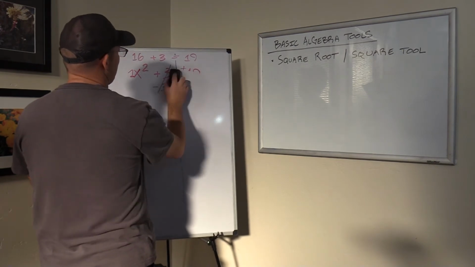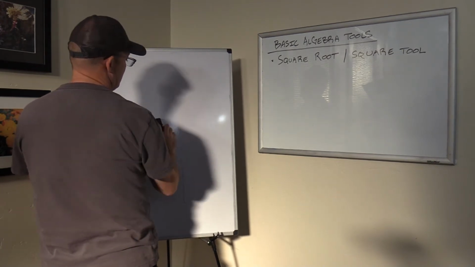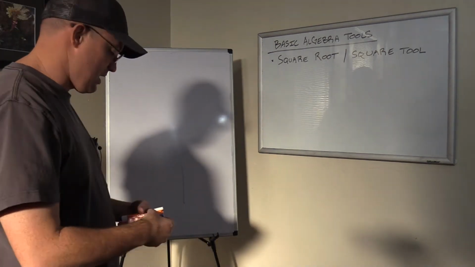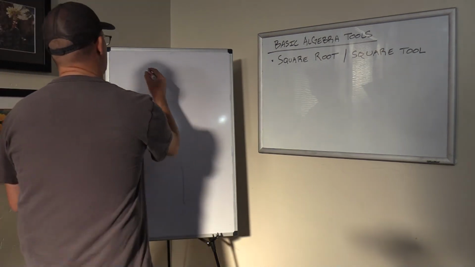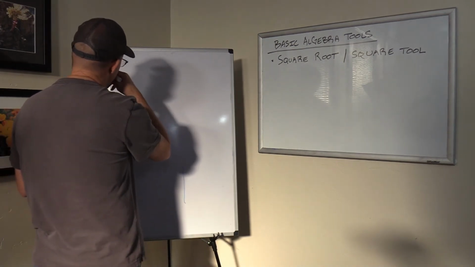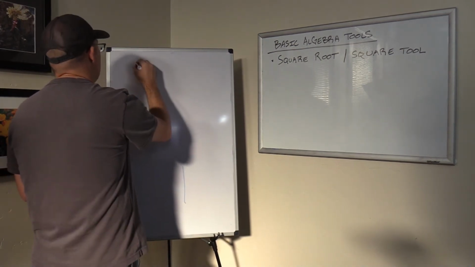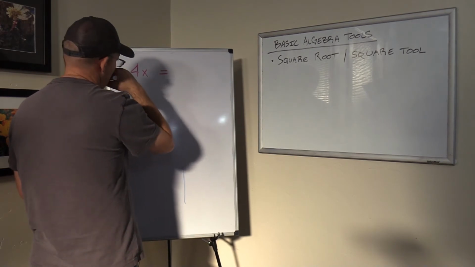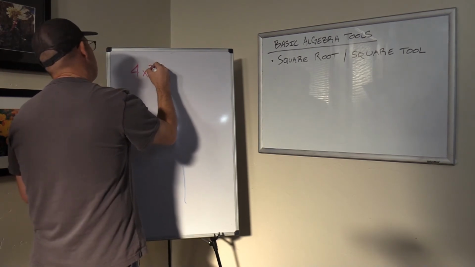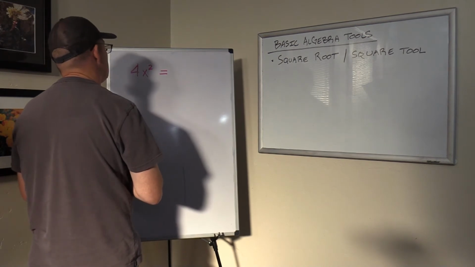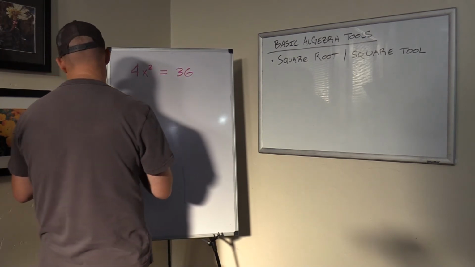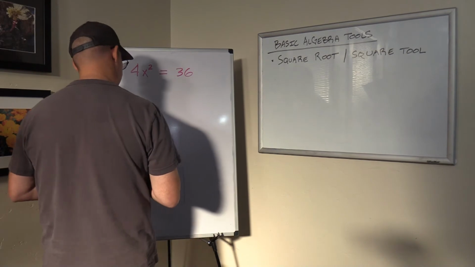Let's do one more example of the square root tool, then we'll do an example with the square tool. I've got to be careful because my video camera is going to run out of juice. All right, so we're going to do 4x squared equals 36. We're going to make this equation a simple one.